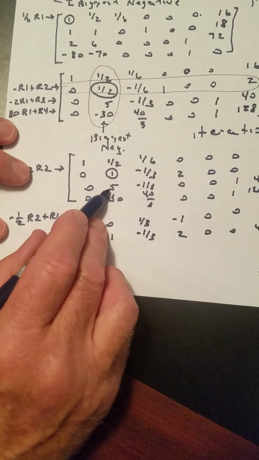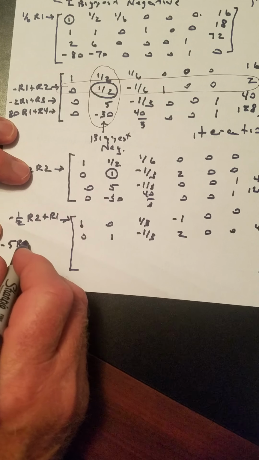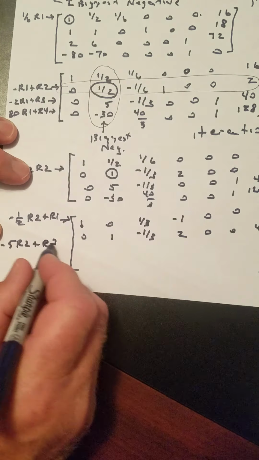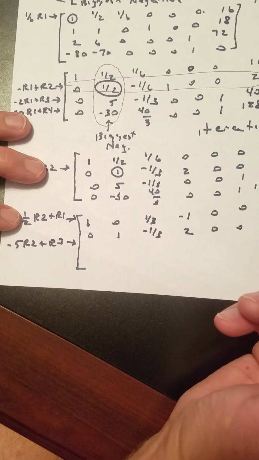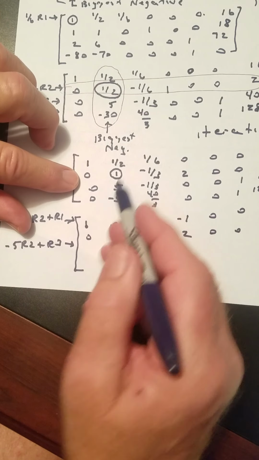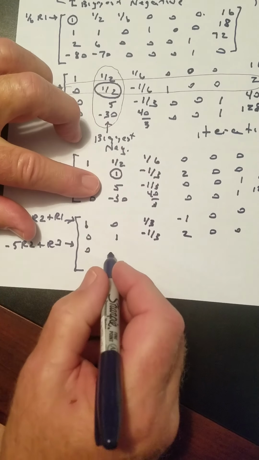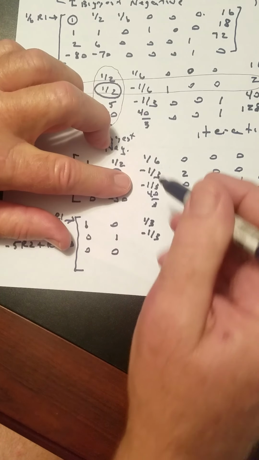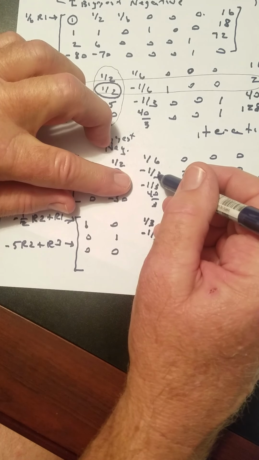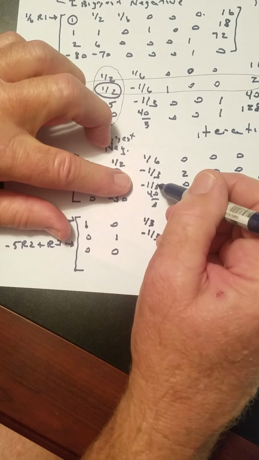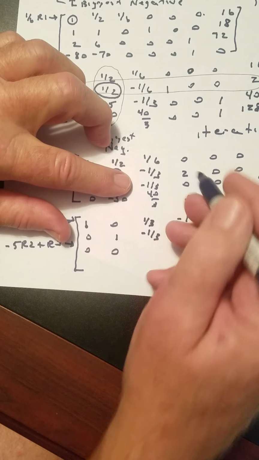Row 3, to get a 0 here, I have to multiply by negative 5 times row 2, that's where the pivot is, add it to row 3. So negative 5 times 0 is 0, plus 0 is 0. Negative 5 times 1 is negative 5, plus positive 5 is 0. Negative 5 times negative 1/3, that becomes 5/3. 5/3 plus negative 1/3 is going to be 4/3.